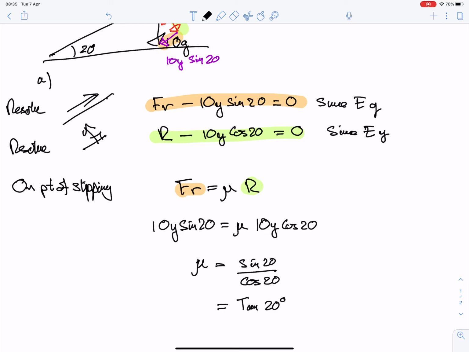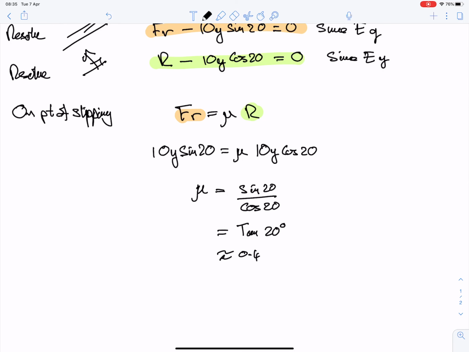You can type it in a calculator. It should come out to be, I don't know, about 0.3, 0.4. Just check that. Approximately 0.4, but you can tap it in the calculator to check. I'm just doing it, that equals 0.36. So it's actually 0.36 to 2 decimal places.